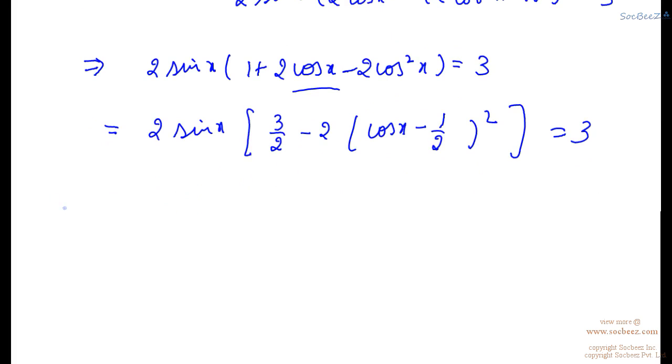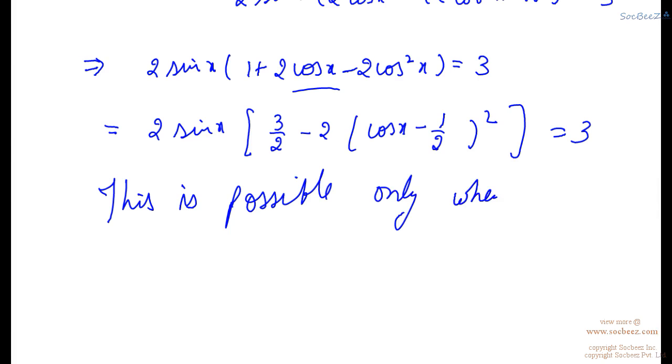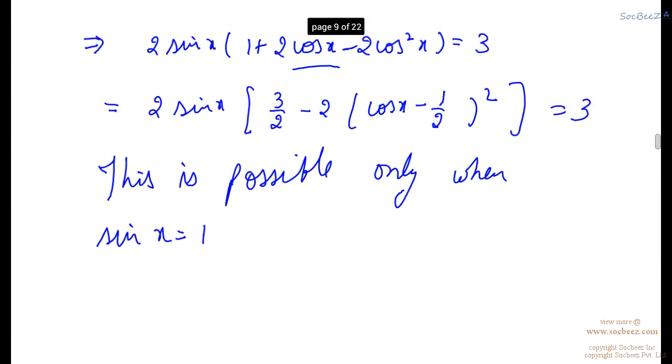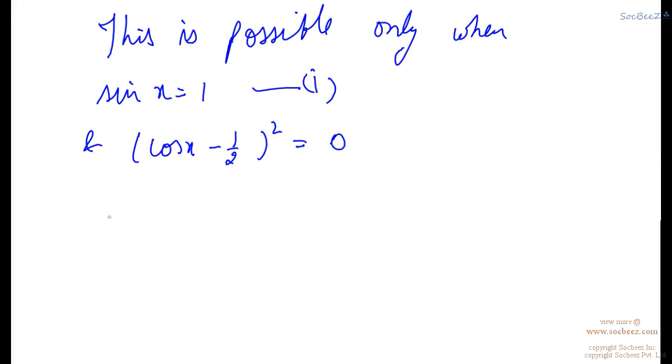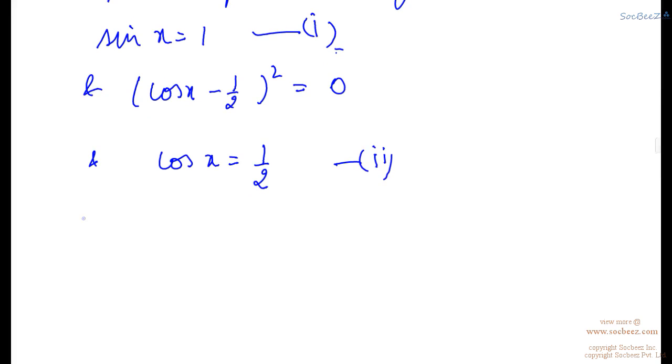Now this is possible only when sin x equals 1, which is the first case. Second case, cos x minus 1/2 squared equals 0. And the third case, cos x equals 1/2. So these are the three cases here. From the first and second, if we simplify, this is possible only when sin x equals 1 and cos x equals 1/2 are simultaneously satisfied.